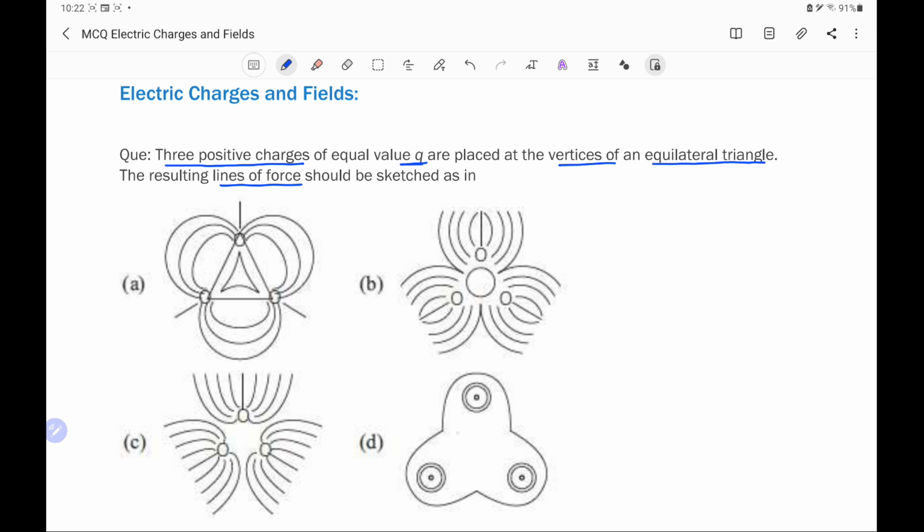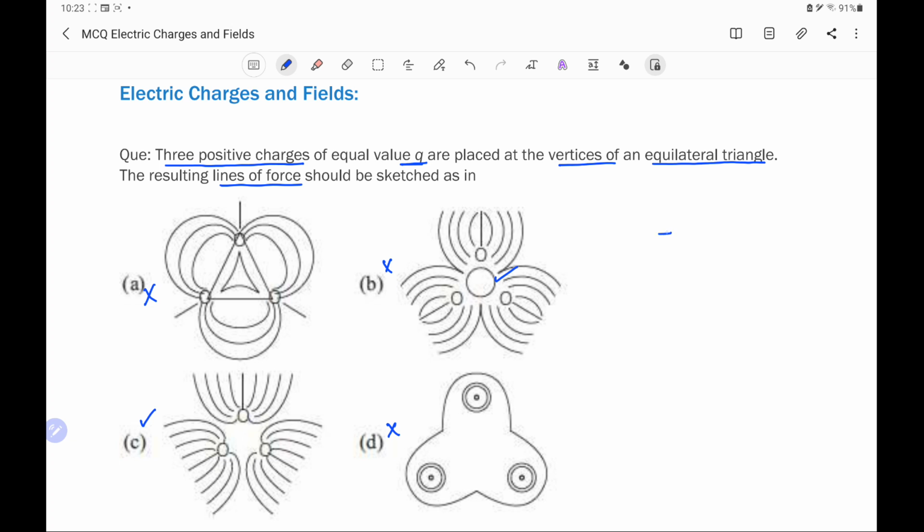In figure D, field lines are shown as a closed loop, so this is a wrong option. Similarly, one field line is also shown as a closed loop in figure B, so it is also a wrong option. And field lines must originate from the positive charge and terminate at the negative charge, but in figure A, the field lines are shown between the two positive charges. Therefore, A is also an incorrect option. Hence, option C is the correct option.